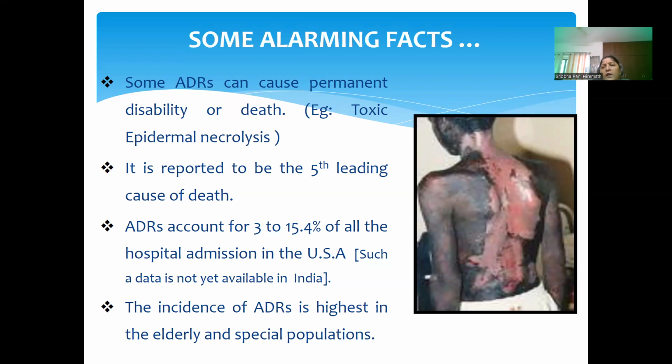Elderly, because they're taking many drugs. Polypharmacy is prevalent there. Special populations, because they are not included in the clinical trials. So, pregnant women are not included, infants are not included, the geriatric population is not included in the clinical trials. So, we do not know what kind of reactions these drugs can cause in them. When the drug actually hits the market and these consumers take it, then we can actually observe some reactions which can be dangerous.